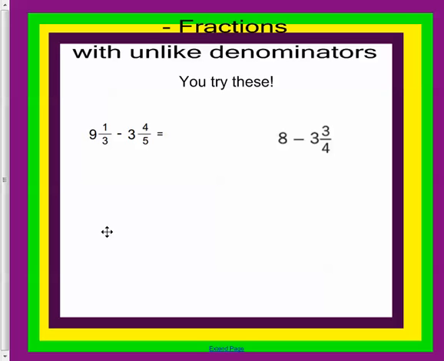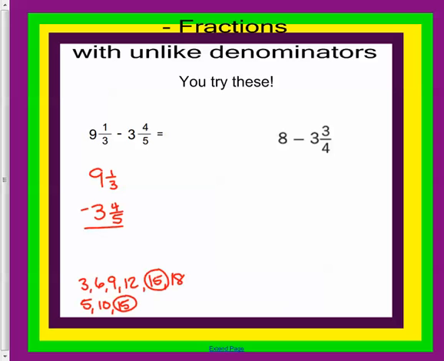Okay, please check your work with some sort of a pen so that you know what your mistakes were. I'm going to do this one in red. 9 1/3 minus 3 4/5. 3 has the common multiples of 3, 6, 9, 12, 15, 18, 21, and can go on and on. 5 is kind of easy for us because it's just multiples of 5: 5, 10, 15. We notice that they have a 15 in common. I'm going to use that as my denominator.